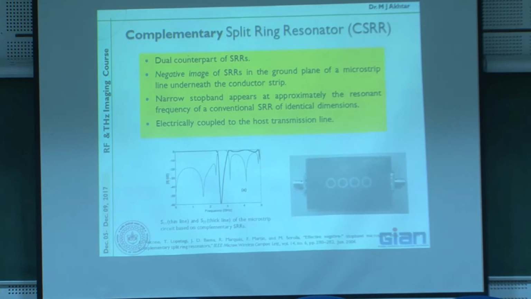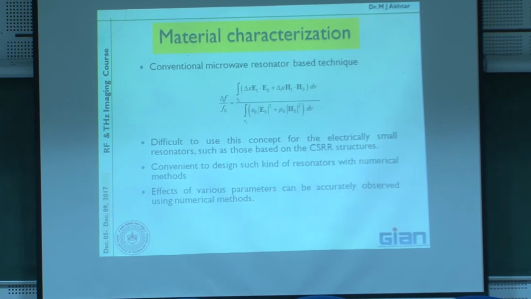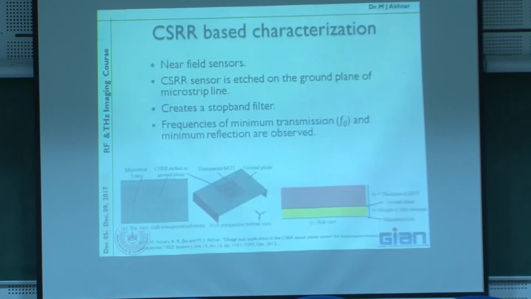Now let's see how we use it. This is just the equivalent circuit: you have two capacitors, and basically at the end it's like L and C in parallel. If you have losses, you can also encode a resistance. Whether you have the complementary or the normal one, both have an L and C at the end, because these can combine into one. Usually this is the equation for a normal cavity, as I mentioned earlier, to see how much change in frequency there is as compared to the electric field.